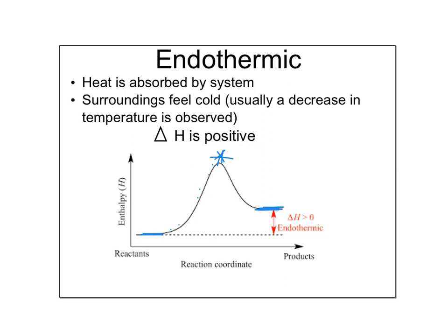So when we get our difference, this value here, that's our delta H, our enthalpy, and it's going to be a positive value. So positive for endothermic means we're absorbing heat, negative for exothermic, we are giving off heat.